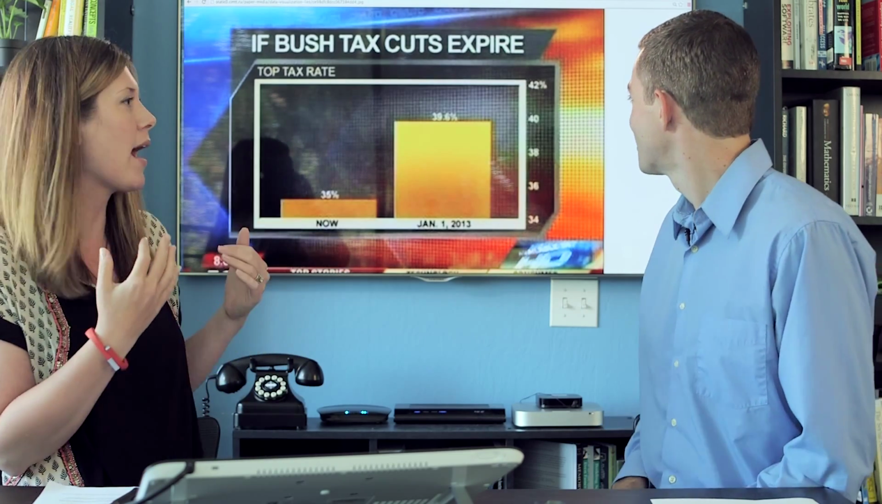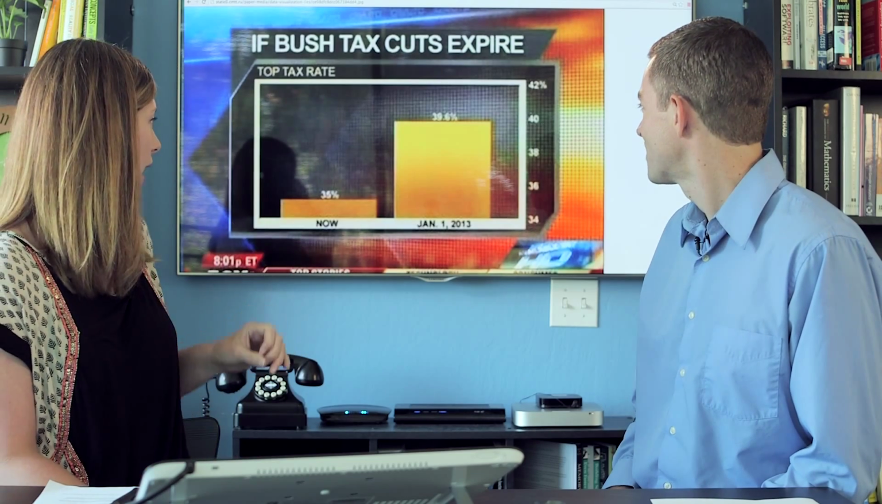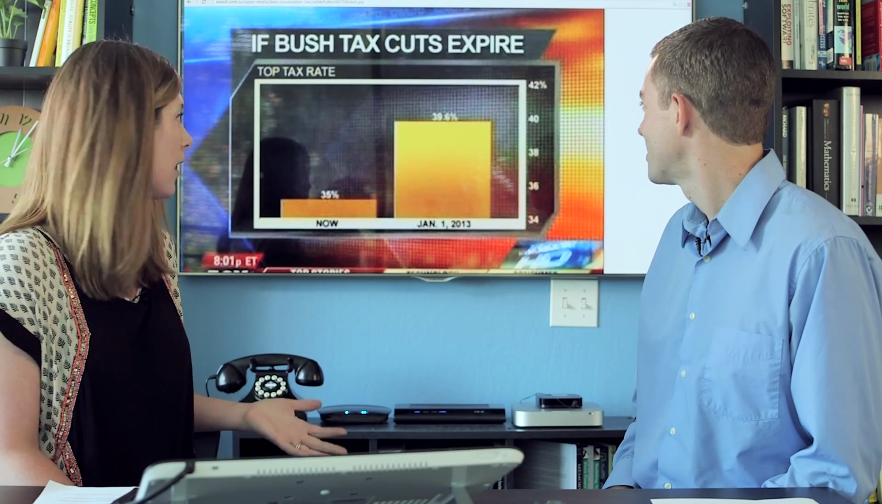We'll look here at an example that I typically look at in my workshops. So here what we're looking at, we have to imagine ourselves back in the fall of 2012. And we're looking forward to 2013 to say what's going to happen if the tax cuts expire. So on the left-hand side, we have what the top tax rate is now at 35%. On the right-hand side, what it'll go to as of January 1st at 39.6%. Do you notice any issues with this graph?